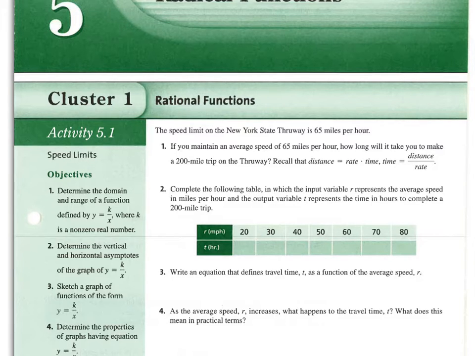So we're starting off with a problem. You're maintaining an average speed of 65 miles per hour. How long will it take you to make a 200-mile trip? What we're doing in this number 2 is we're varying the speed. We're saying if you go this speed, how long is it going to take you? And we're changing that. If I go 20 miles per hour, remember the 200 is staying, my d is going to stay 200 for all of these, my distance.